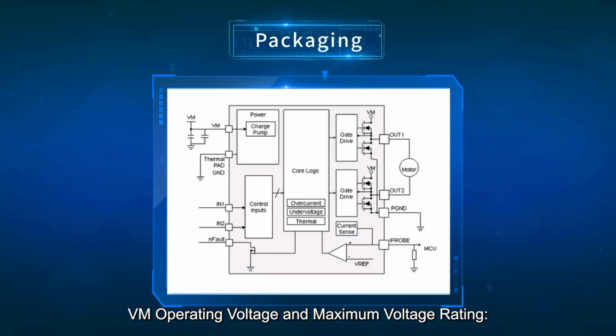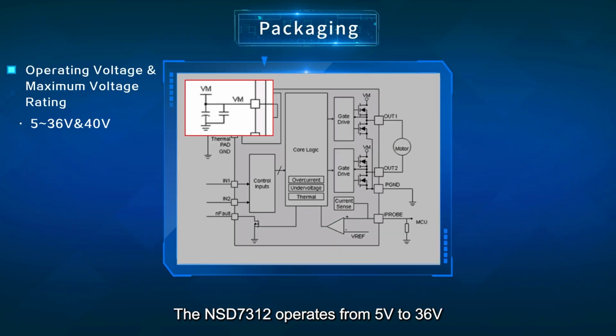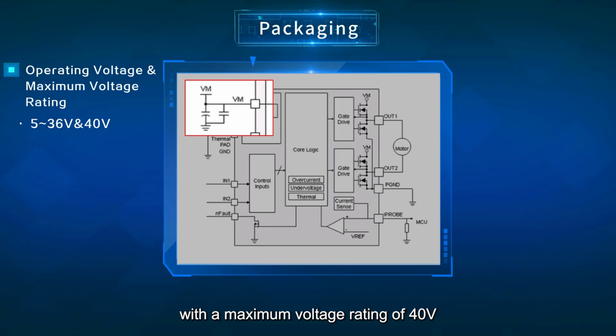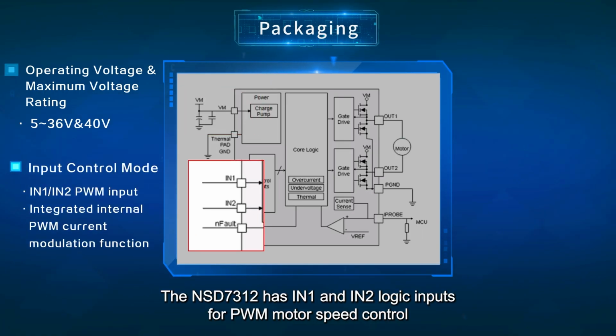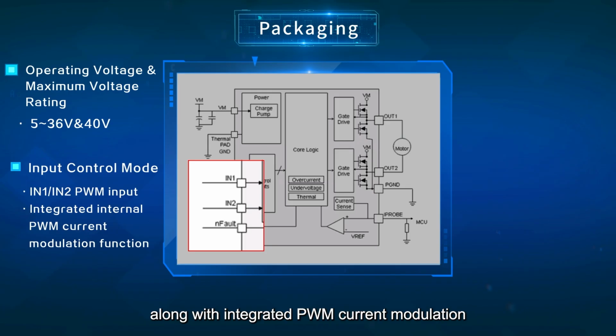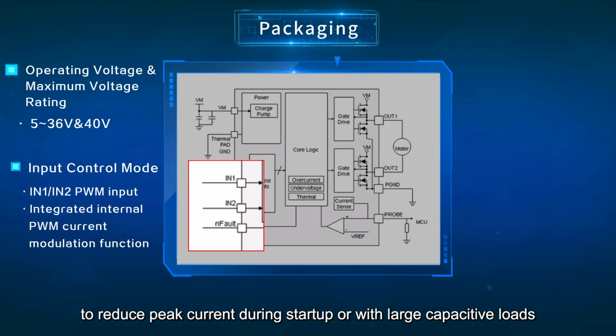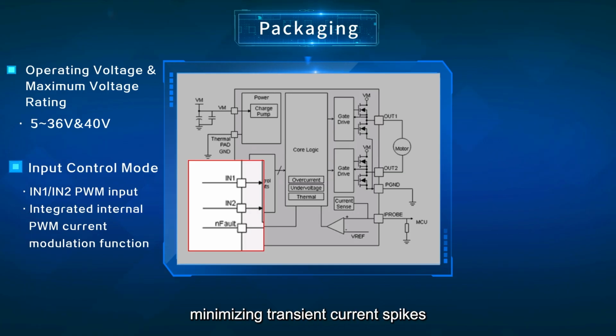VM operating voltage and maximum voltage rating. The NSD7312 operates from 5 volts to 36 volts, with a maximum voltage rating of 40 volts. Input control method. The NSD7312 has IN1 and IN2 logic inputs for PWM motor speed control, along with integrated PWM current modulation to reduce peak current during startup or with large capacitive loads, minimizing transient current spikes.